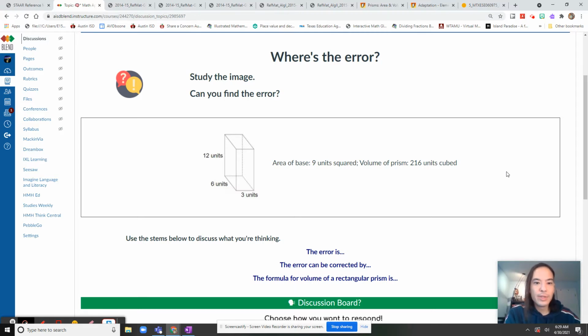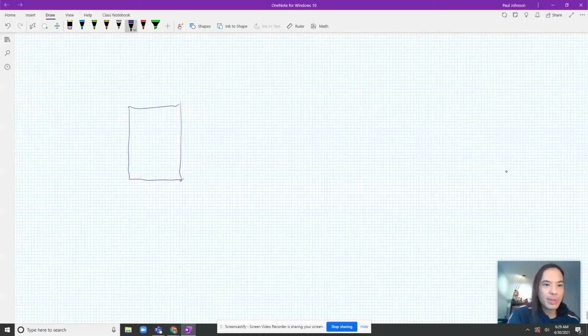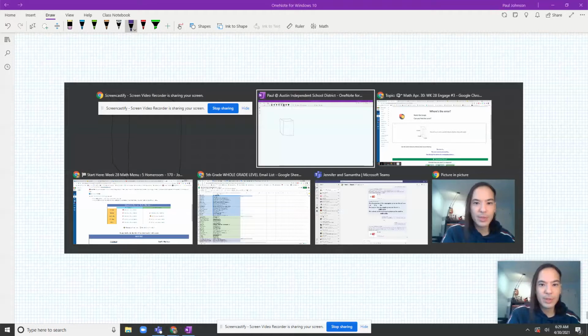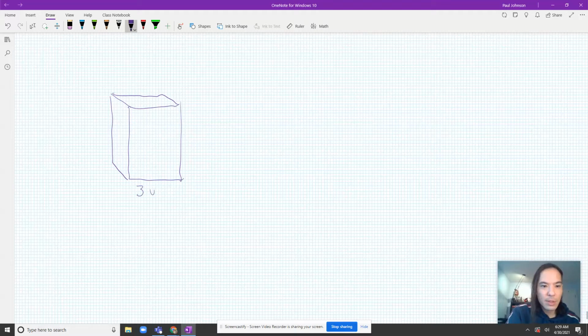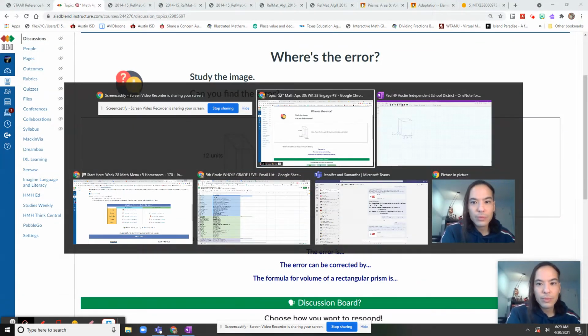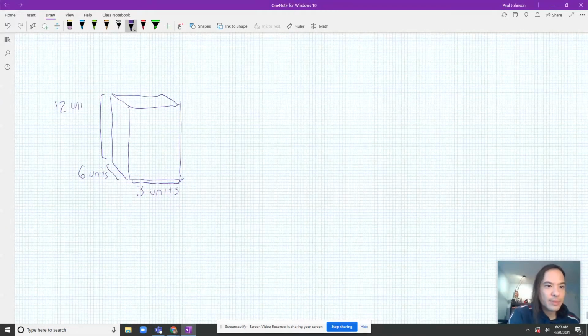I'm going to take all of the information and transfer it to OneNote so we can take a look at it and draw a little rectangular prism over here. The measurements were 3 units by 6 units, and 6 units, 3 units are over here, and then it was 12 units tall, or 12 units as height.